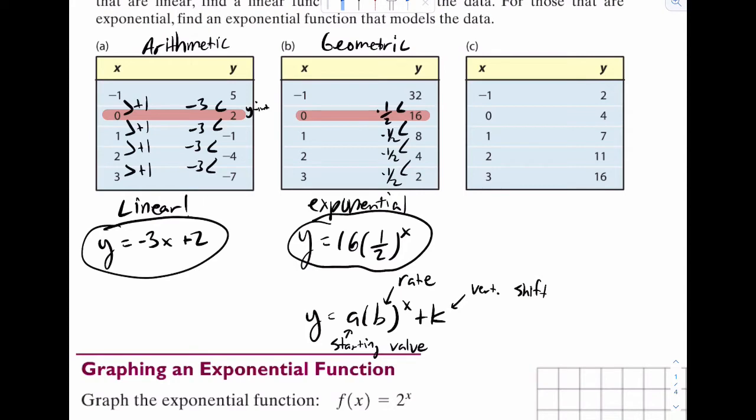And I can definitely verify that, because if I plug in 0, I do get 16. If I plug in 1, I do get 8. If I plug in 2, I definitely get 4. So that checks out.